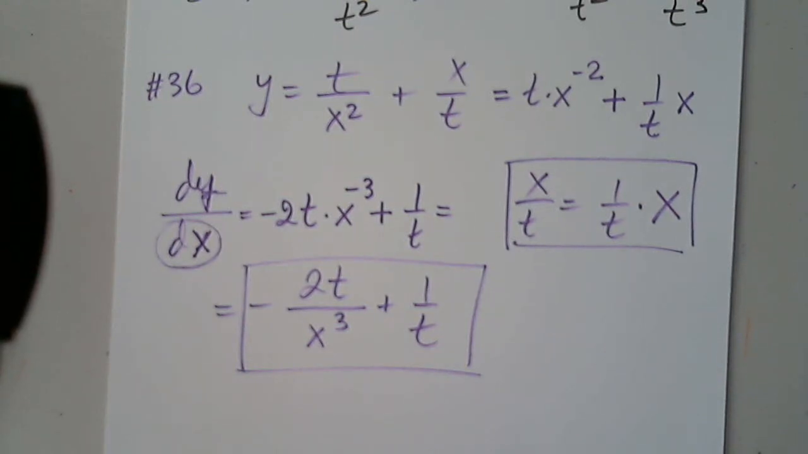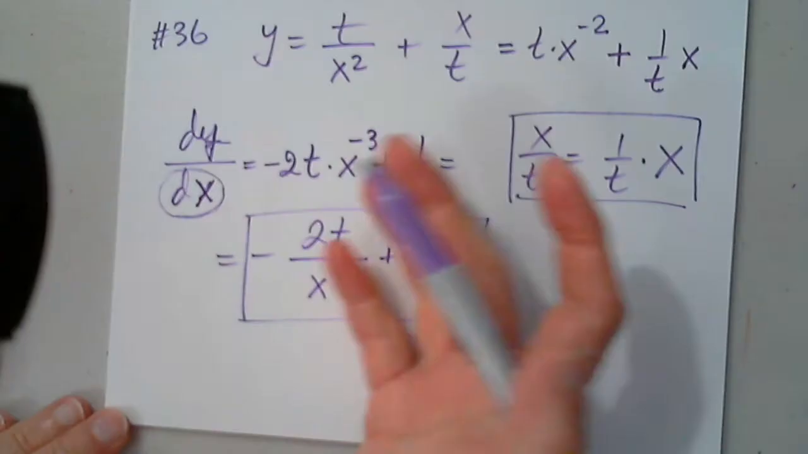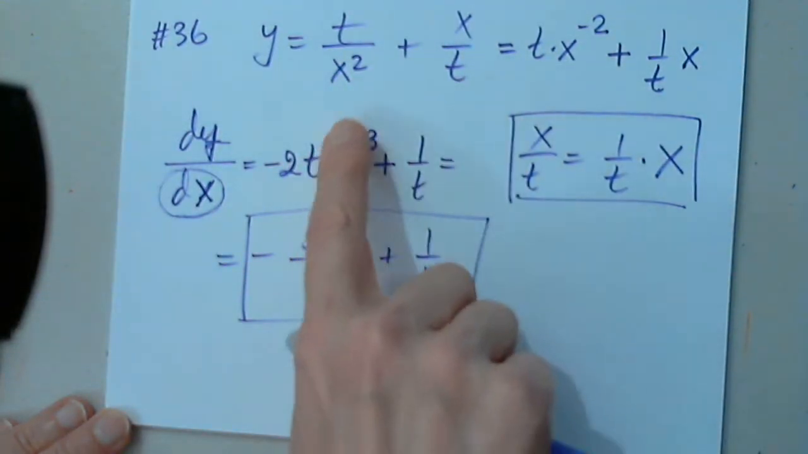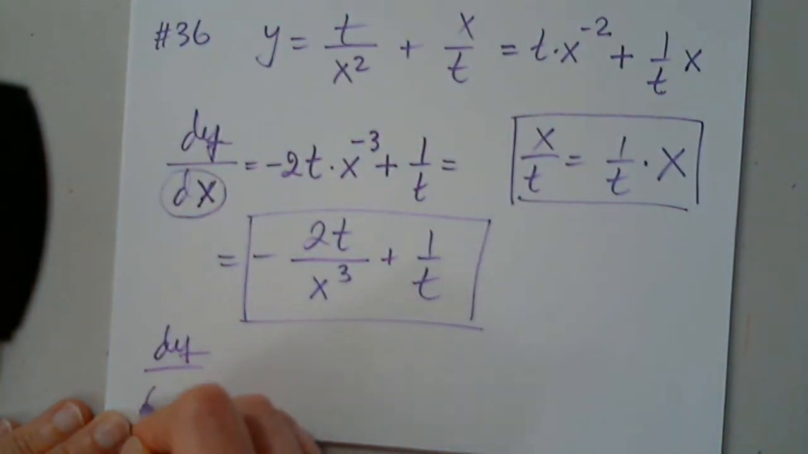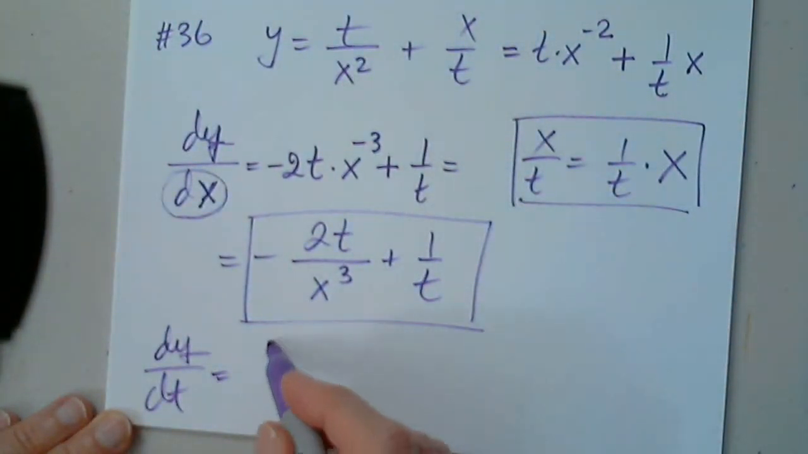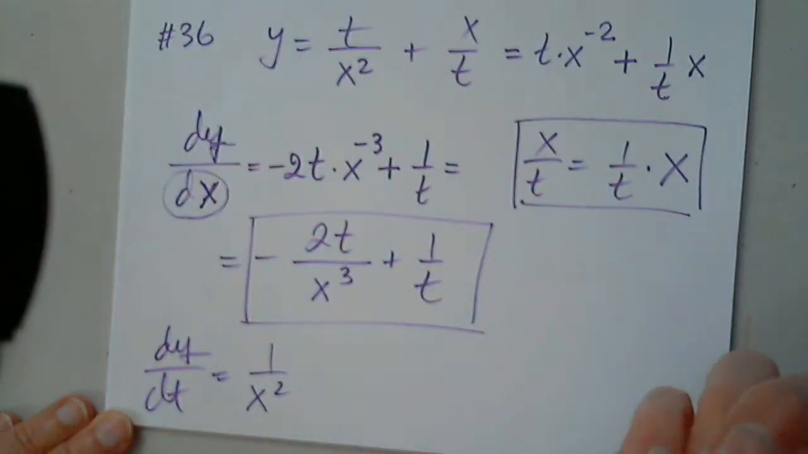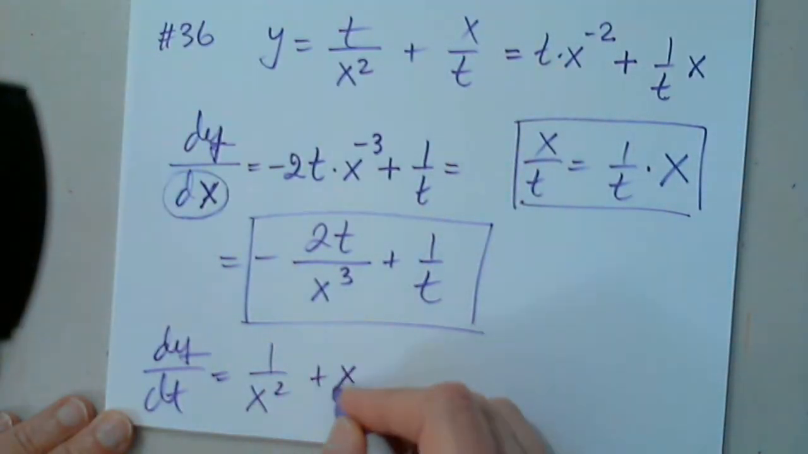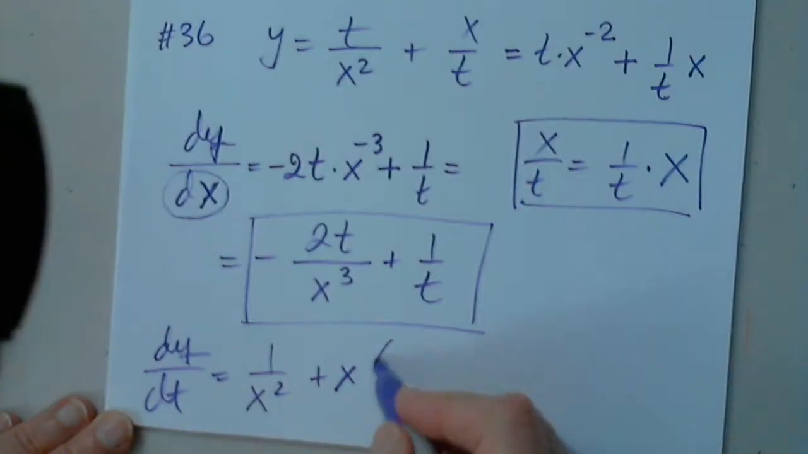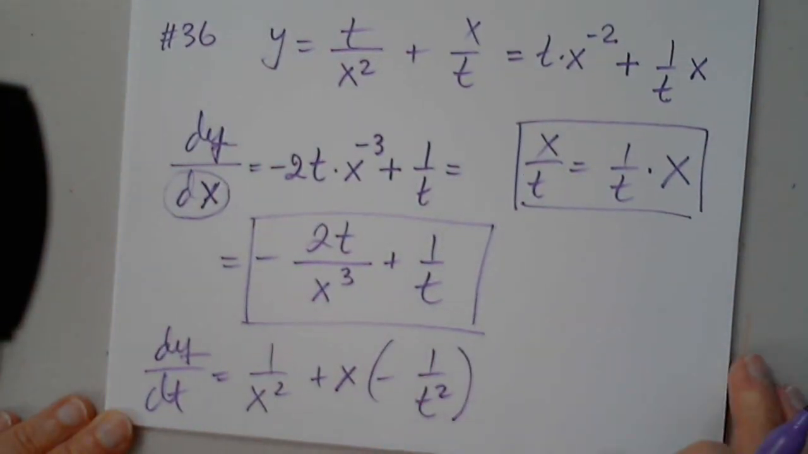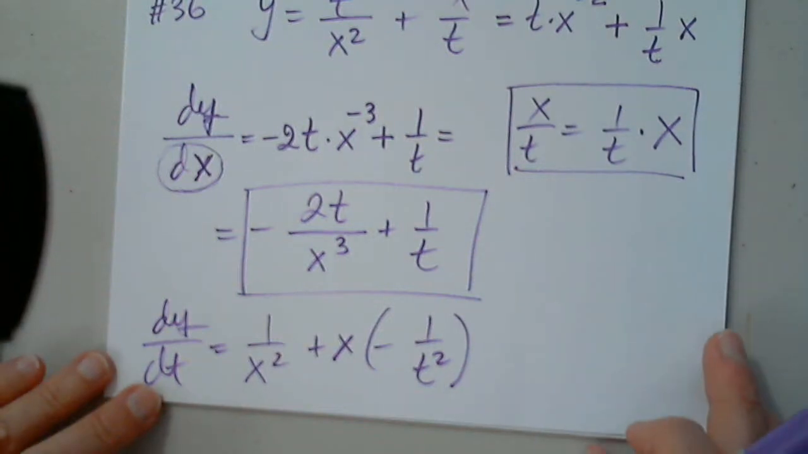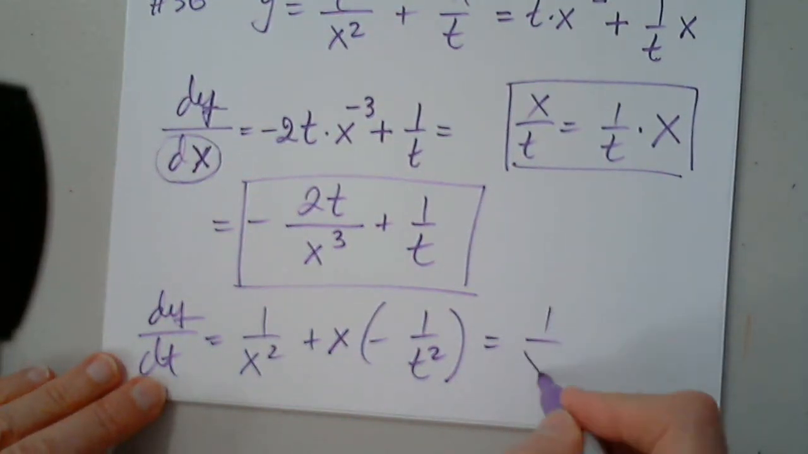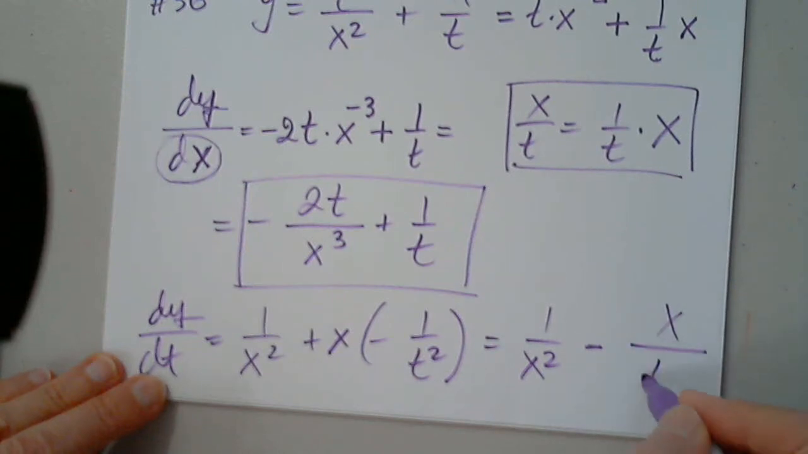Can we do it the other way too? Yes. dy over dt? Yes, it's the same thing. This will become sort of this and the other way. So now this is just 1 over x squared because t prime is 1. Now this one is positive x and 1 over t prime is negative 1 over t squared. Because 1 over t prime, we already know, 1 over x prime is negative 1 over x squared, or 1 over t prime is negative 1 over t squared. So this is 1 over x squared minus x over t squared.